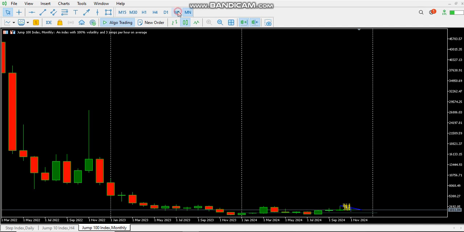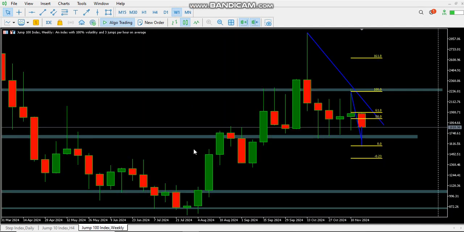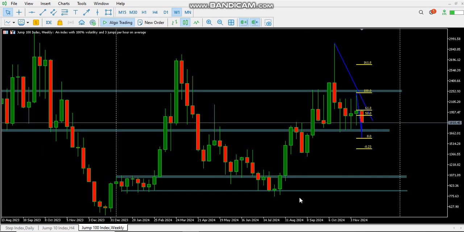Now, after saying that, let's go to our weekly time frame. On our weekly time frame, what should we be looking for? Basically, we should be looking for chart patterns. Chart patterns are like maybe double tops, double bottoms, head and shoulders, inverse head and shoulders. That's basically what we want to be looking for on the weekly time frame.